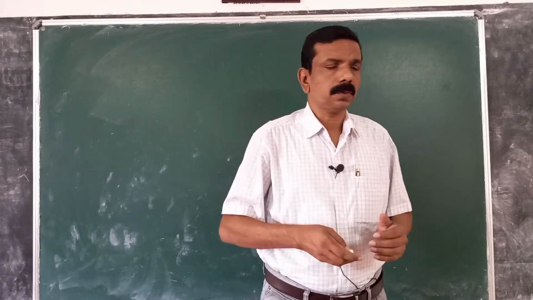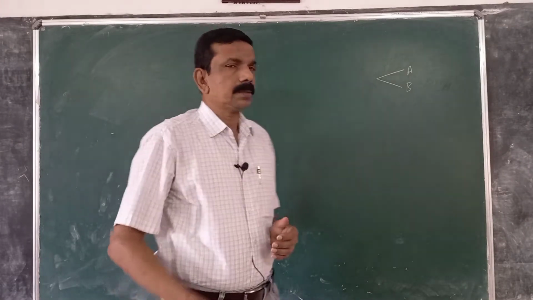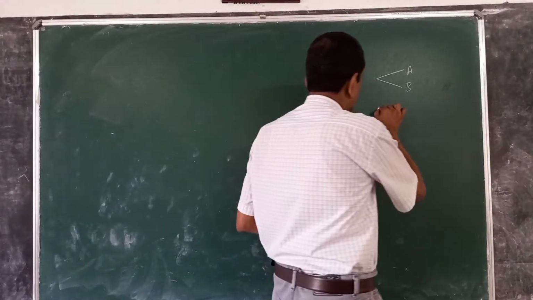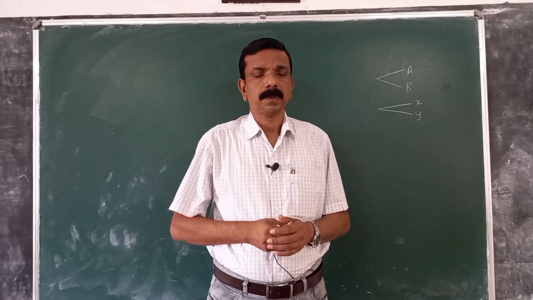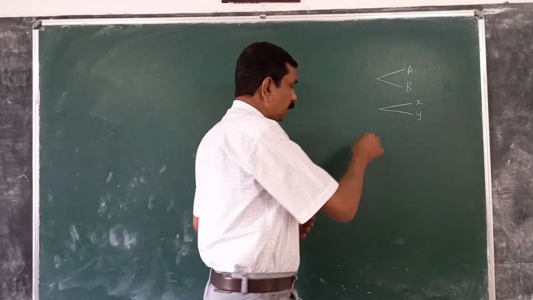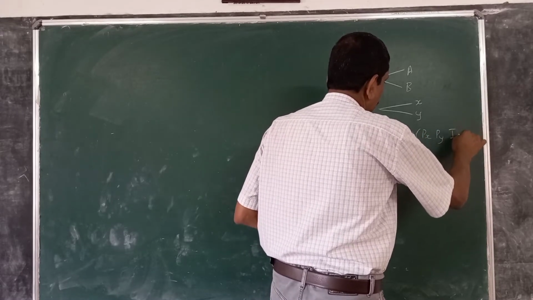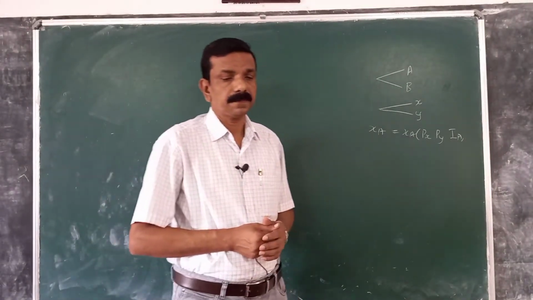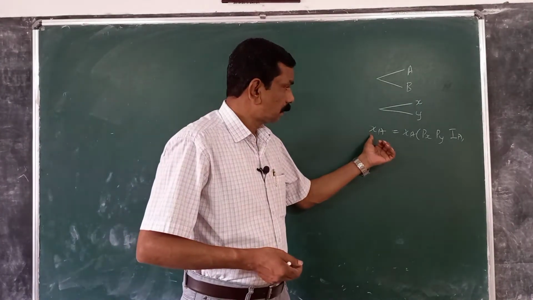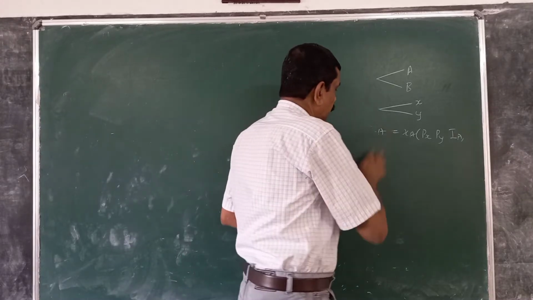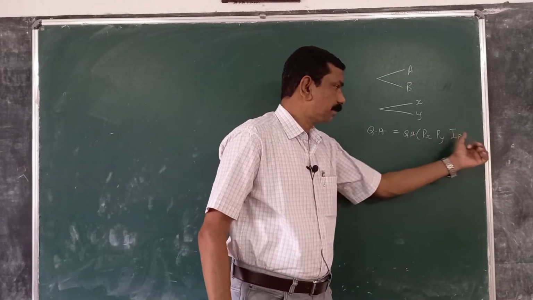Assuming that there are two consumers in the market, A and B, and two commodities, X and Y. We can write the demand function of A as XA is equal to a function of Px, Py, and income of A. XA is the quantity demanded of commodity X by A. QA is a function of Px, Py and income of A.